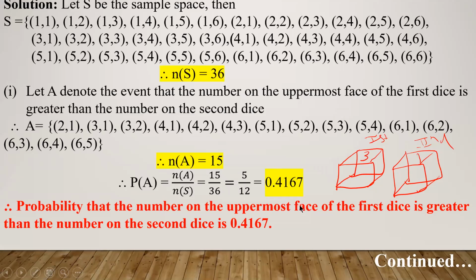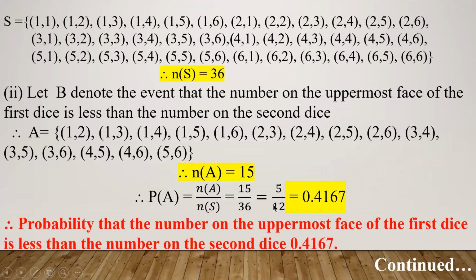Now, in your exam, in an MCQ, if one of the options is in this form, then you pick that. If it is in decimal, then you have to divide, but both ways are exactly the same. If it is in fraction, then this will be the answer. If it is in decimal, then one of the options will be given that way. Okay? So the probability that the number on the uppermost face of the first dice is greater than the number on the uppermost face of the second dice is 0.4167. So this much is the chance.